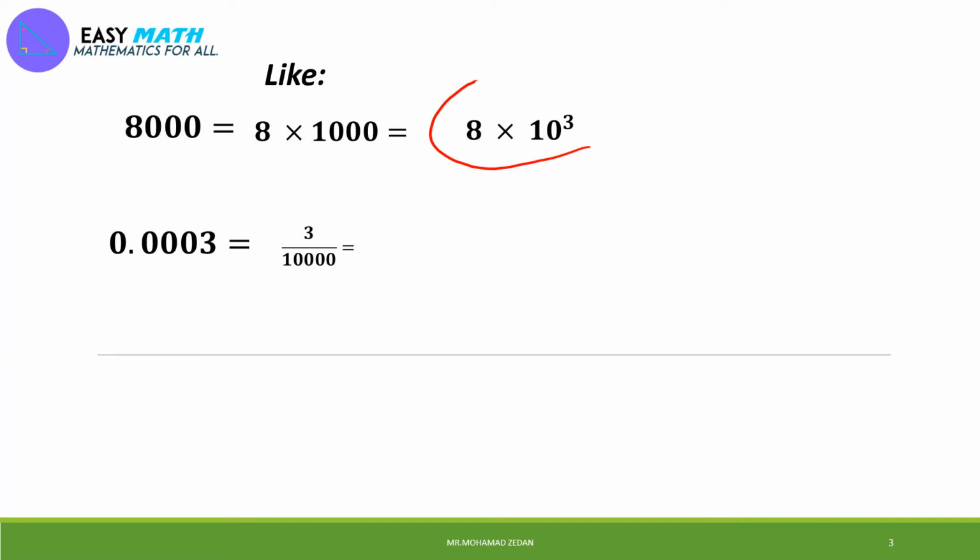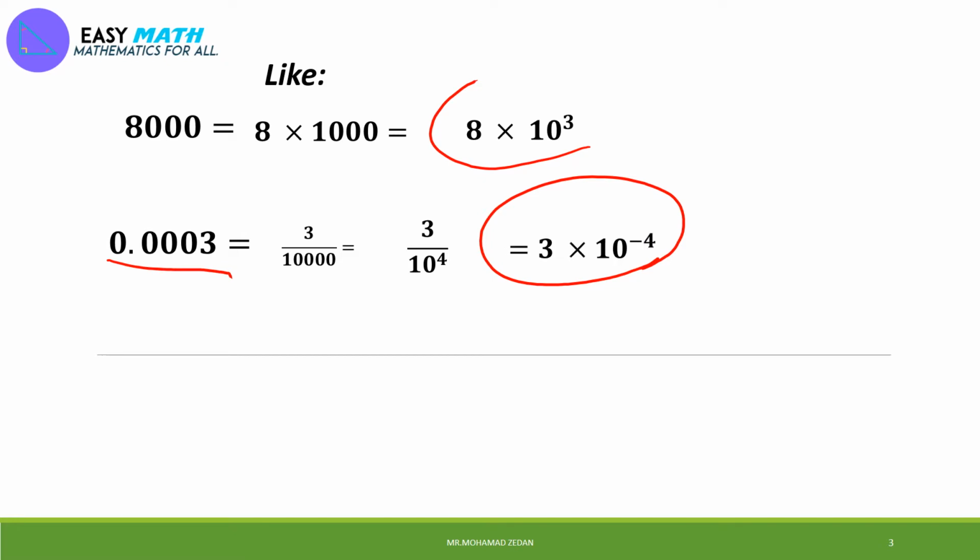0.0003. You know this number is 3 over 10,000. And 10,000 is 10 to the 4. By using properties of indices, you can bring 10 to the 4 up beside 3 to be 3 times 10 to the negative 4. And this is also a scientific notation of this number. Okay?